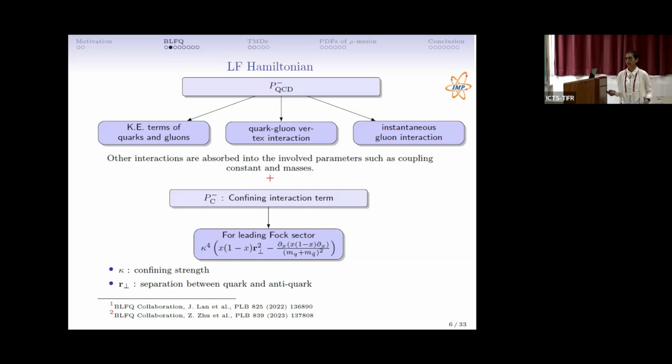For the leading Fock sector, we took the confining interaction in two terms, in two directions, the transverse direction and the longitudinal direction. In the transverse direction, it is well defined from light front holography. And the one in the longitudinal direction is phenomenologically introduced. Here kappa is the confining strength in the transverse direction, and r perp is the transverse separation between the quark and antiquark.